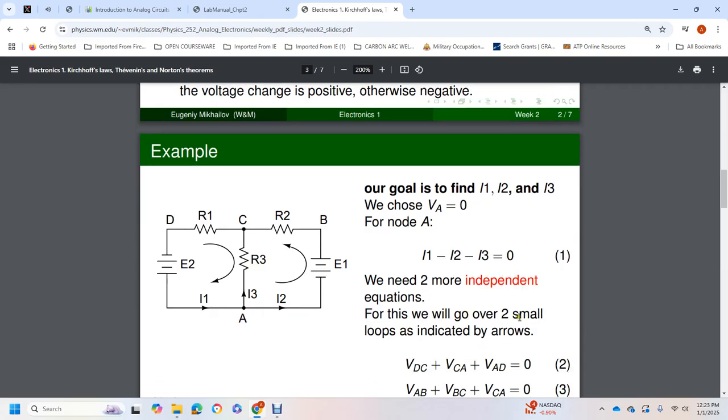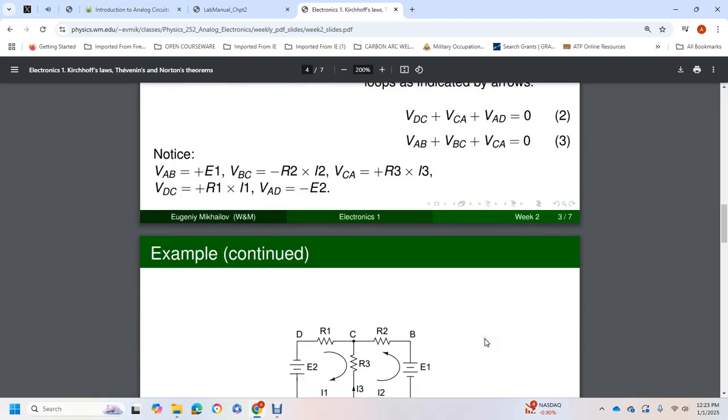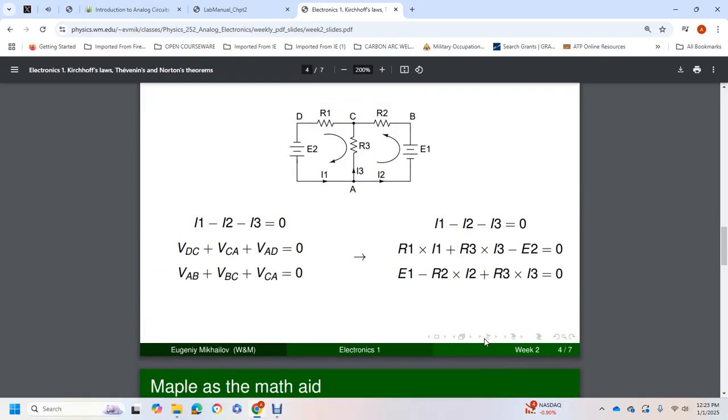For this, we'll go over the small loops indicated. So we have voltage DC plus voltage CA plus voltage AD equals 0, and voltage AB plus voltage BC plus voltage CA equals 0, and then we notice that. Here's another look.